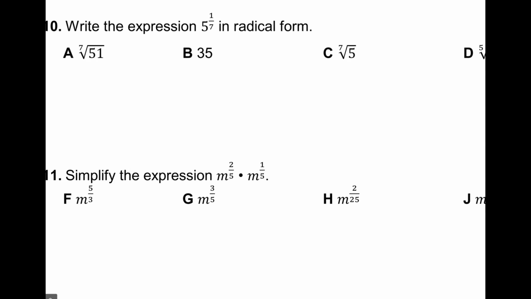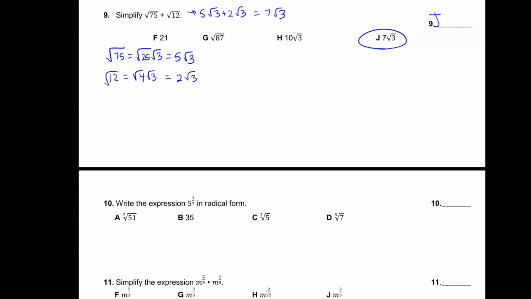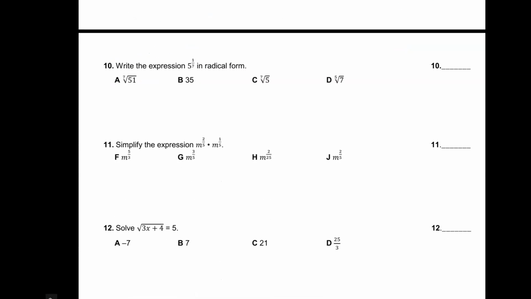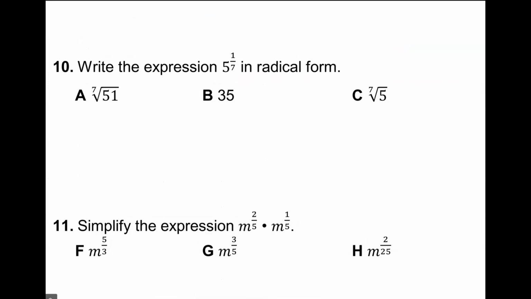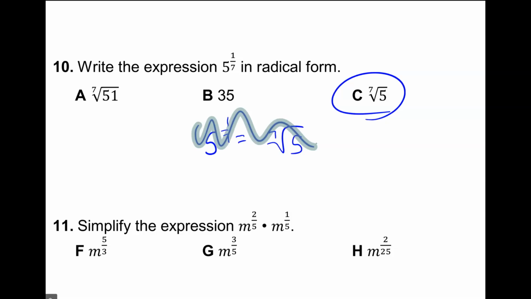All right, number 10. This is really the only one where you don't have to show work, because it's literally converting between radical and exponential. So 5 to the 1/7 is going to be the 7th root of 5. This is the only one where there's no work to show.